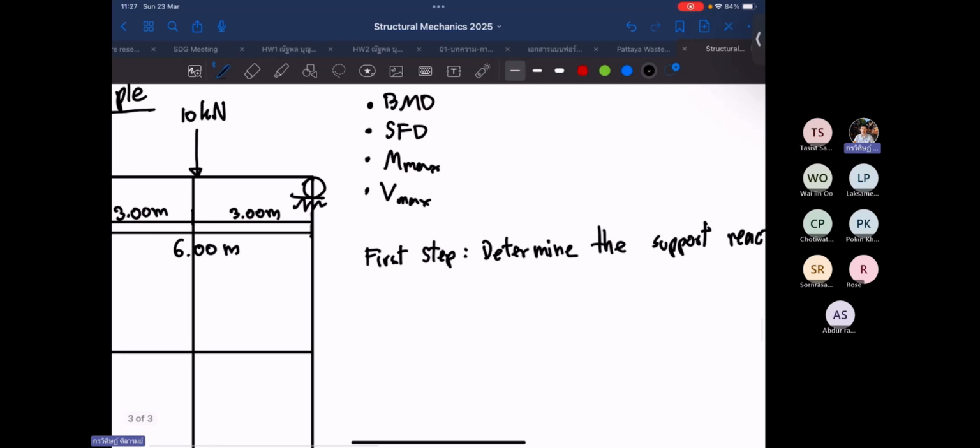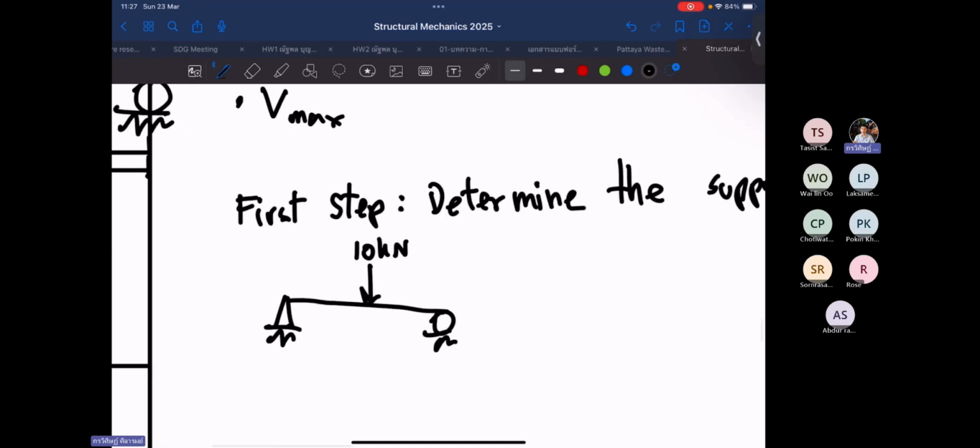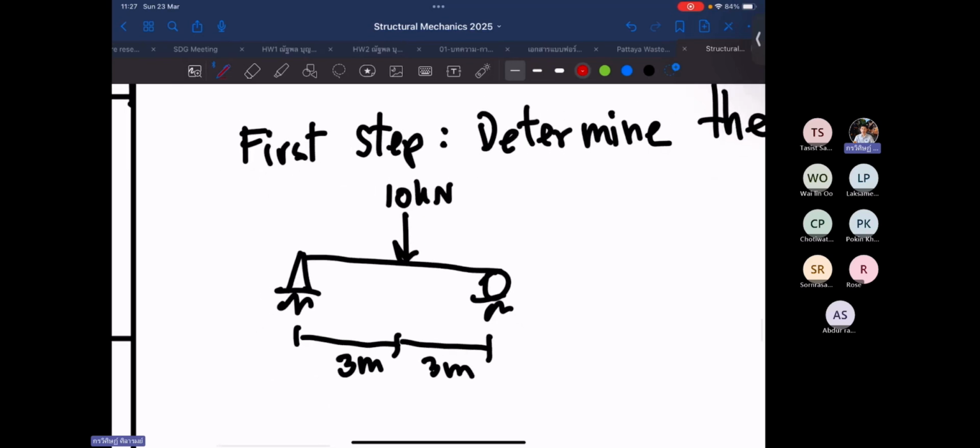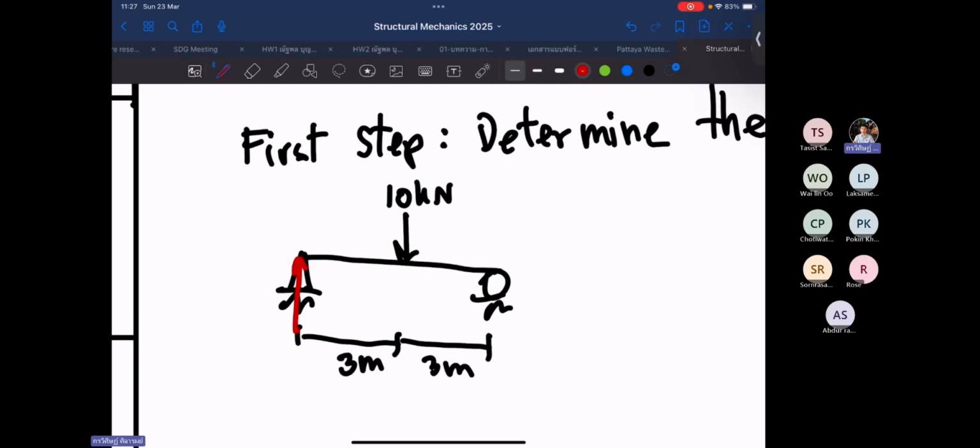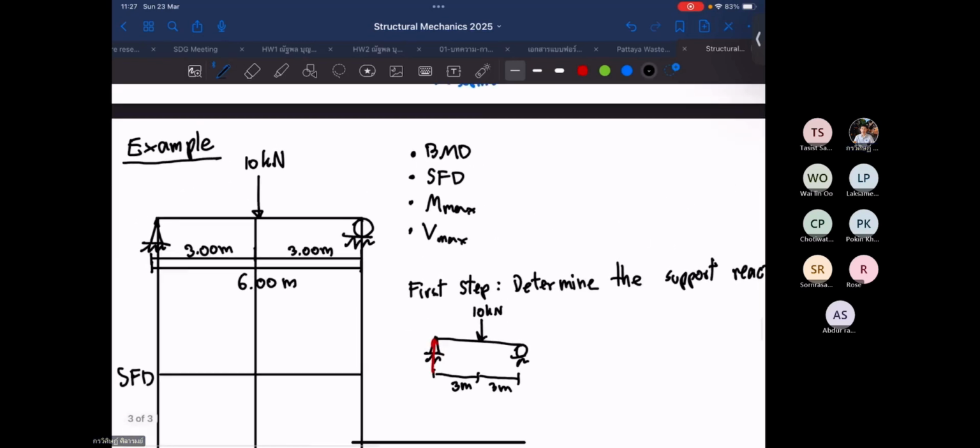So let's write down this one again. This one is 10 kilonewton, and this one is 3 meter. This one is 3 meter. Recall for a hinge, a hinge has two reactions. One is, let me write down the point name so we can easily follow: A, B, C. Like this, A, B, C.